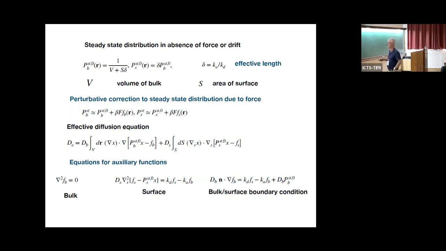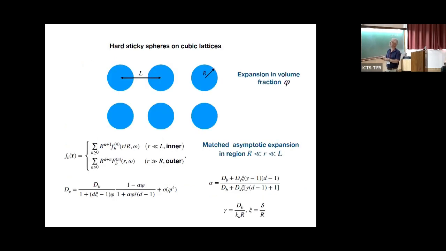So obviously, you can generalize this to systems which are not in equilibrium, that don't obey detailed balance, but these are the equations you basically have to solve. So you have a bulk Laplace's equation. This is what happens to your surface equation, and you have a surface boundary condition. So these auxiliary equations look very similar to the equations for the probability density function.